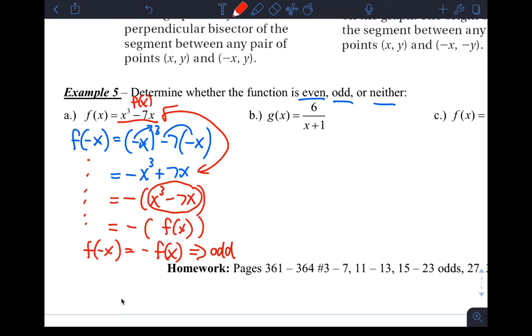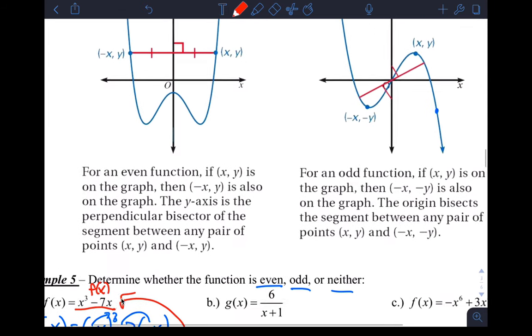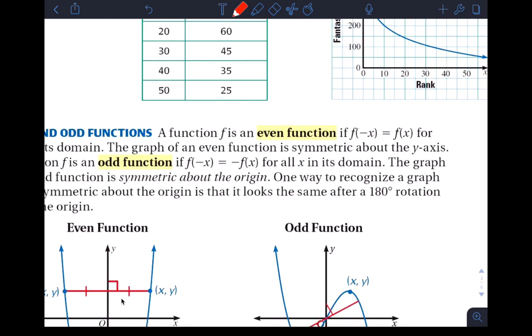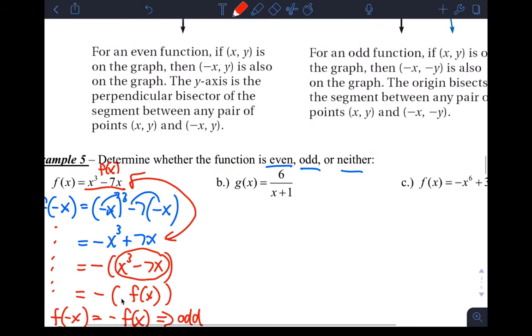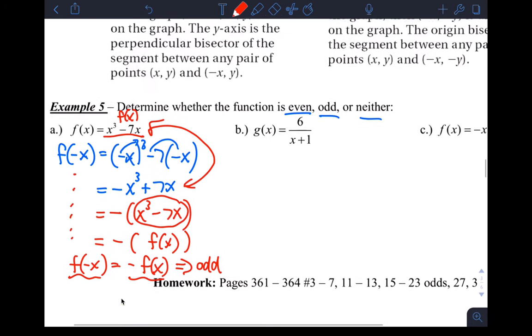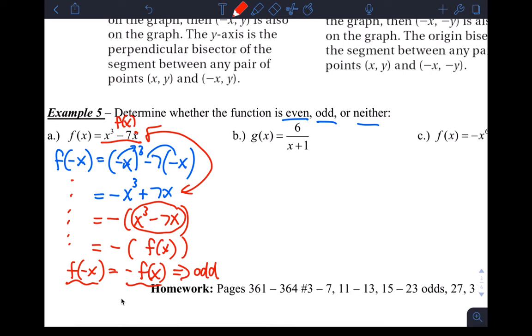So again, f of negative x equals negative f of x. By our original definition up here, if f of negative x equals negative f of x, then it's an odd function, okay? So that's what happened. So we call this function odd. That means if you graph this letter A, that would be a graph that's symmetric about the origin, all right? So let's try another one, do this one, same procedure, g of negative x, see what happens.